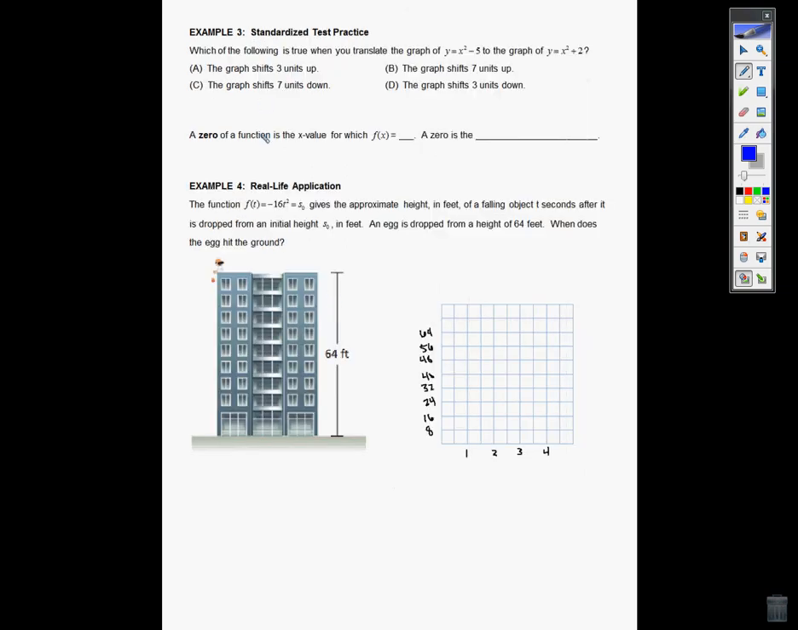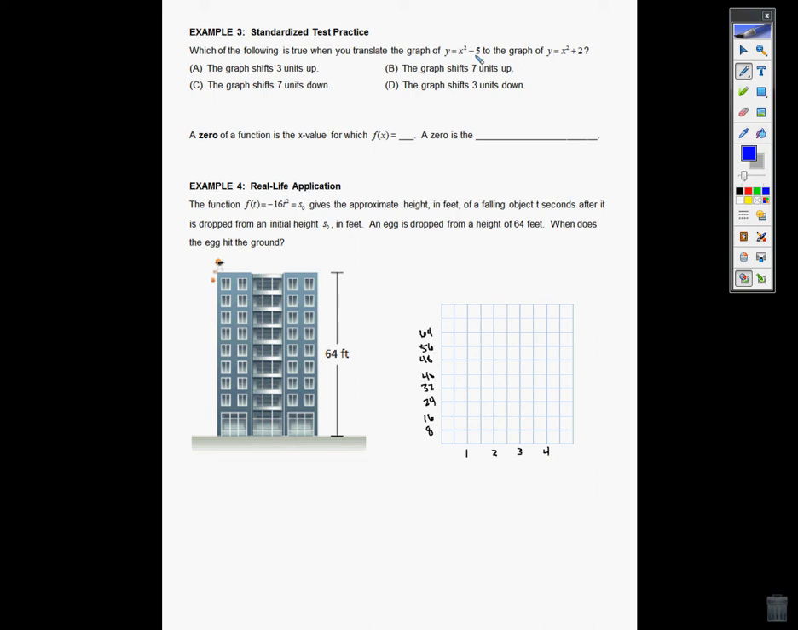When we look at example 3 here, it's a standardized test practice problem, and we're looking at which of the following is true when you translate the graph of y equals x squared minus 5 to the graph of y equals x squared plus 2. So I'm changing this graph into this graph. I want to move y equals x squared minus 5 to the position of y equals x squared plus 2. So really, I want a vertical shift. How much? I want to shift the graph 3 units up.